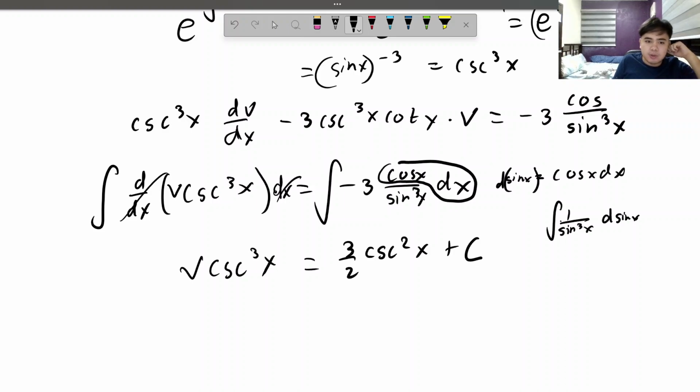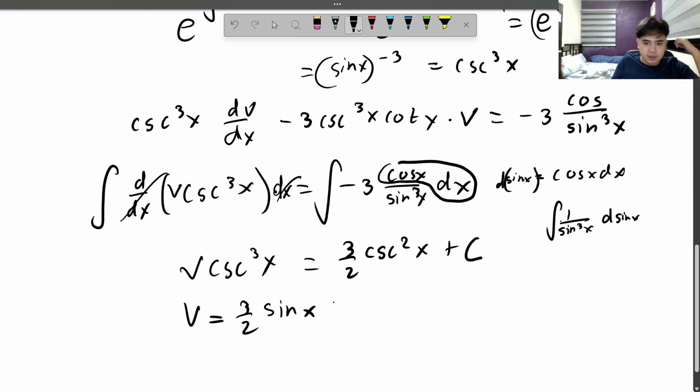Anyway, next we isolate v. V then is equal to, we just have to multiply by cosecant cubed x here and divide by cosecant cubed x, and we get 3 over 2. This becomes sine x. This becomes c sine cubed x. We remember that v is 1 over y cubed, so we have to do that.